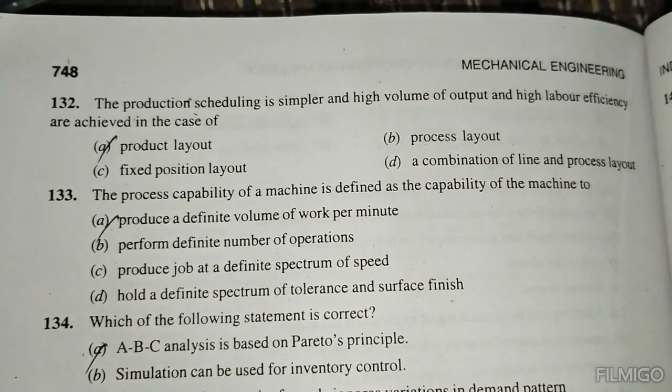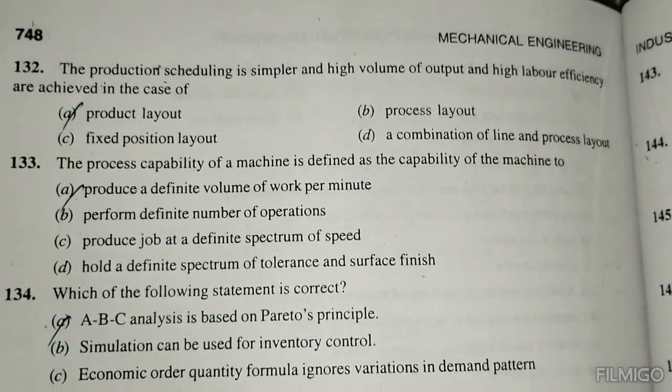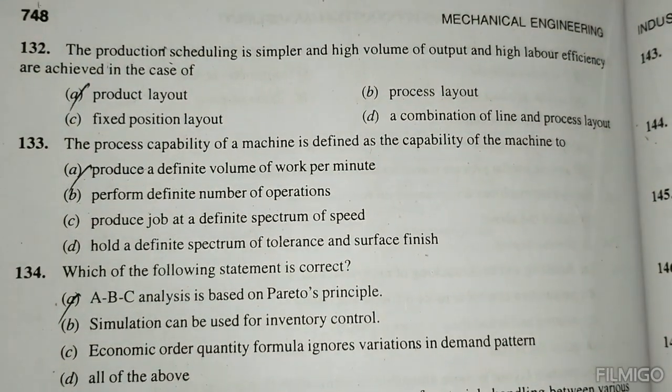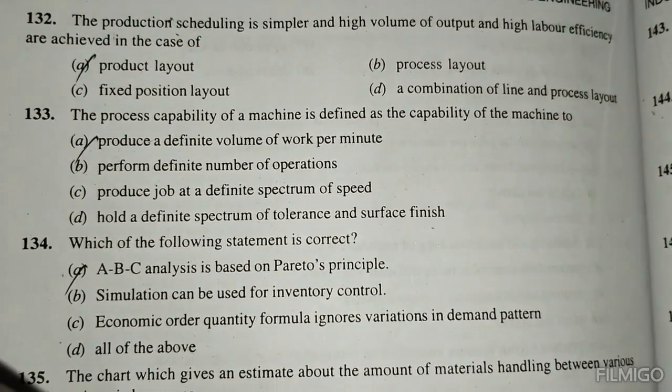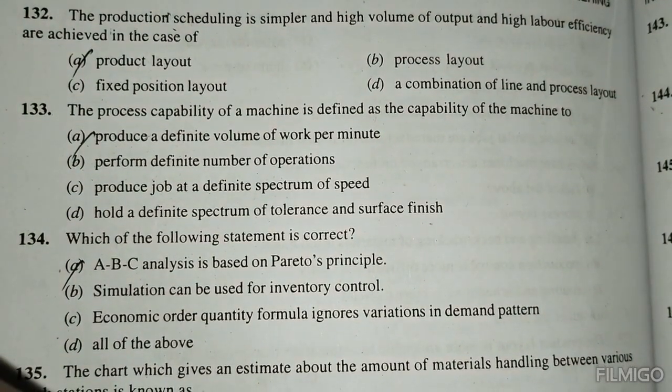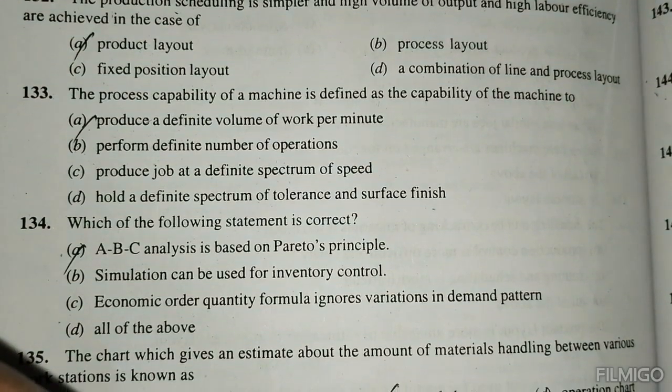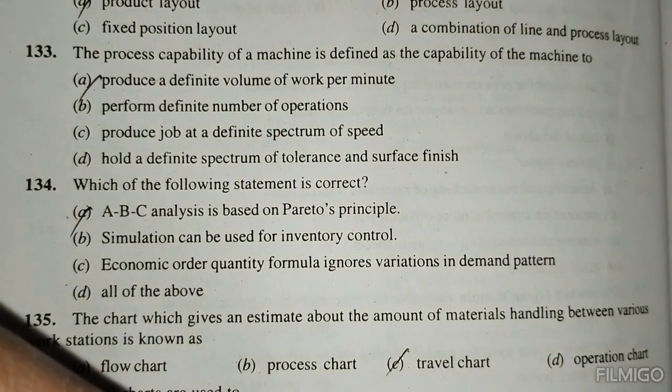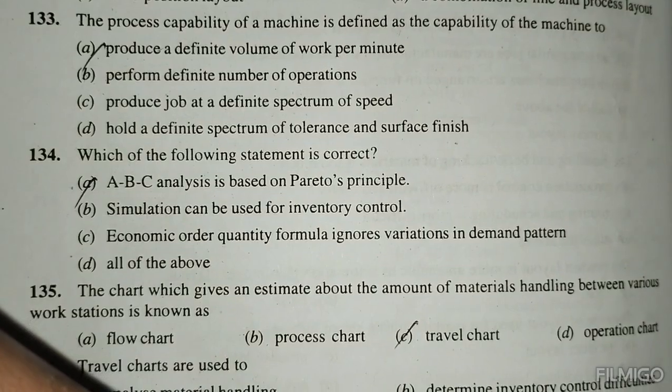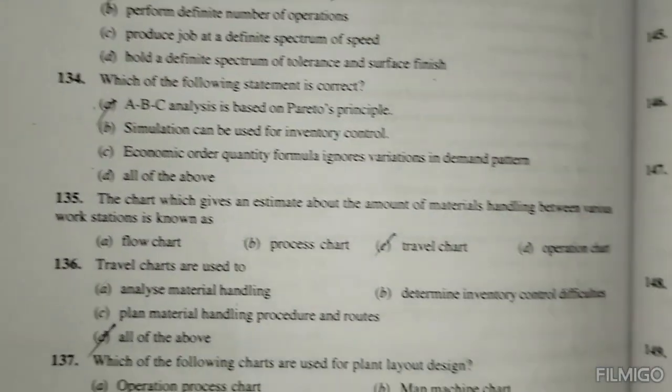Production scheduling is simpler, and high volume output and high labor efficiency are achieved in the case of product layout. The process capability of a machine is defined as the capability of the machine to produce a volume of work per minute. Which of the following statements is correct? ABC analysis is based on the Pareto principle.